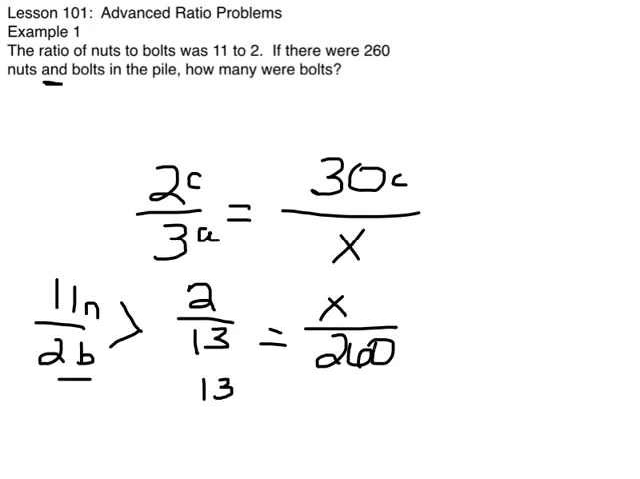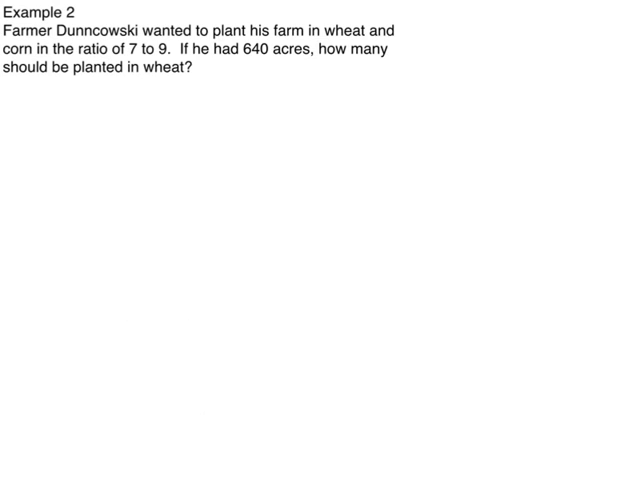Once you get it set up, guys, it's just like the other ratio problems. You solve it the exact same way. 260 times 2 is 520. And then you divide by 13. And then you'll see that X is equal to 40. So if there were 260 and the ratio is 2 to 13, then there were 40 bolts in the pile. All right, let's go to the next one.